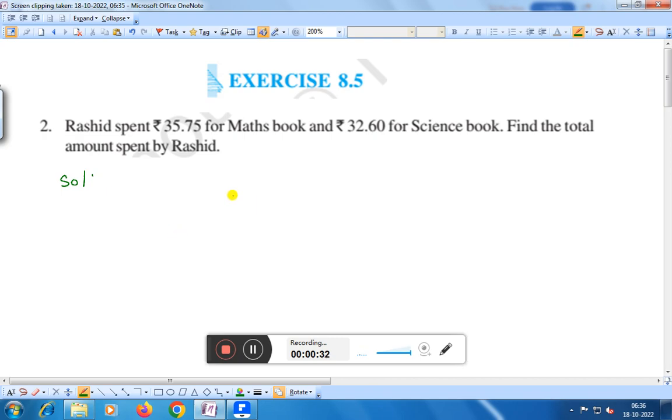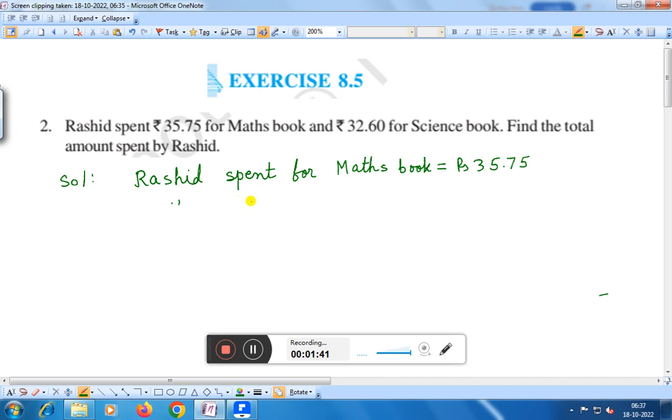Thus Rashid spent for maths book is equal to rupees 35.75.